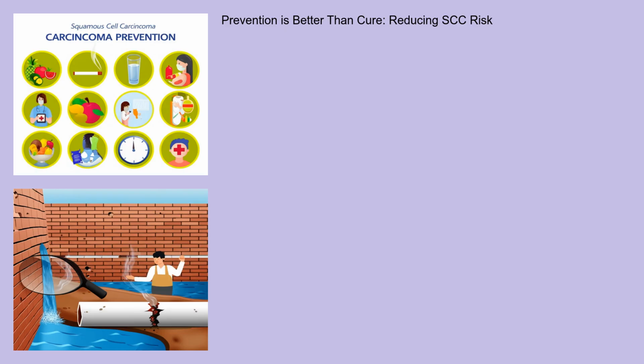Prevention is always better than cure. While not all cases of SCC can be prevented, certain lifestyle modifications can significantly reduce the risk. Avoiding smoking is paramount. Staying hydrated by drinking plenty of water helps flush out toxins from the urinary tract.